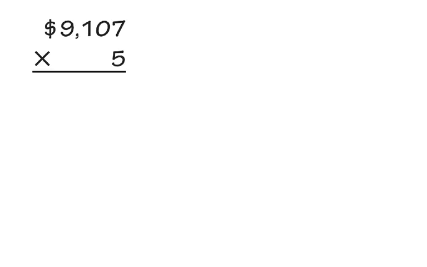5 times 7 is 35. I put my 5, I carry my 3. 5 times 0 is 0, plus 3 more is 3. 5 times 1 is 5. And 5 times 9 is 45. Okay? Now I'm going to work it out a different way, just to make sure that I got my answer right. I'm going to use, let's use distributive property so we can remember what that looks like.